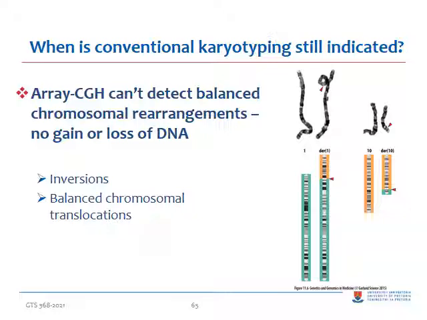But there's still, in some cases, conventional karyotyping necessary, because the arrays can't detect balanced chromosome rearrangements where there's no loss or gain of DNA. As you can see here, this is a balanced translocation, so there's no loss or gain of material, and the array won't pick it up. It also won't pick up inversions.